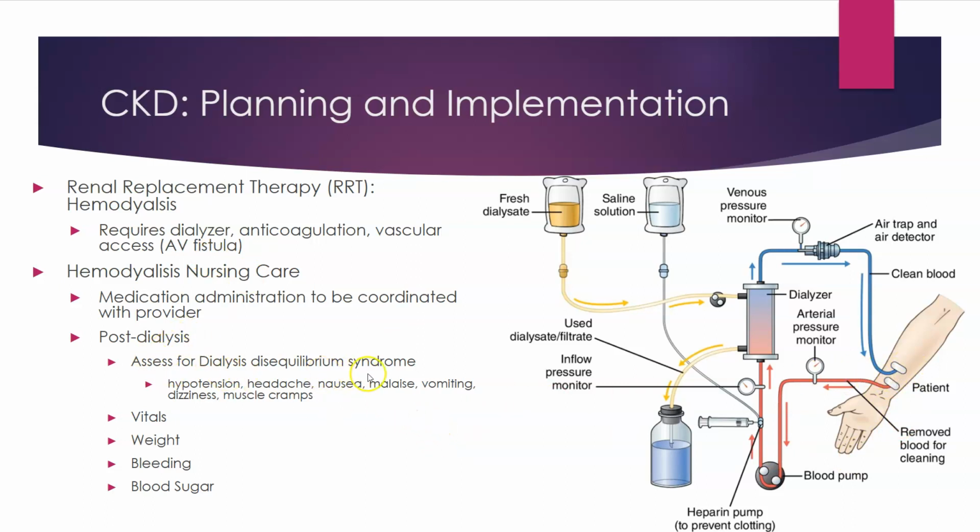Post-dialysis, so we're going to watch them for equilibrium syndrome, and that means that the fluid and electrolytes are shifting within their bodies and they're not used to it. So nausea, vomiting, hypotension are real complications of this. So watch them on the vital signs, look at the weight to see how much we pulled off of them before and after they do the dialysis. Look for any bleeding afterwards, and then of course you might check a sugar if you feel like they're low.